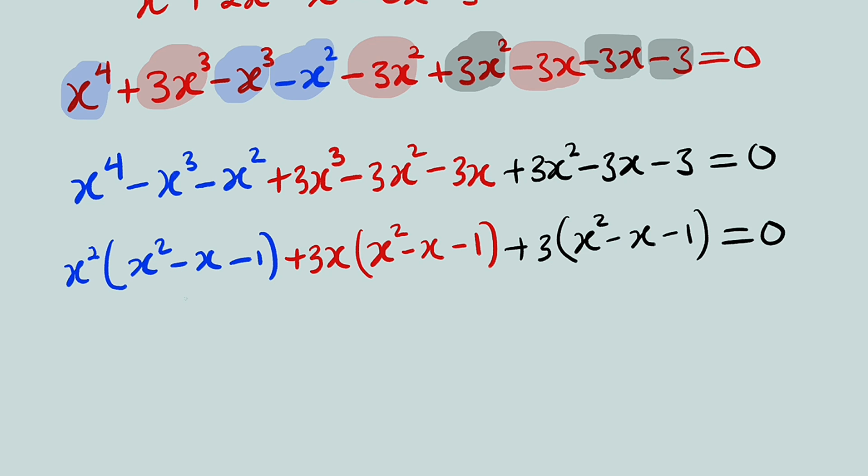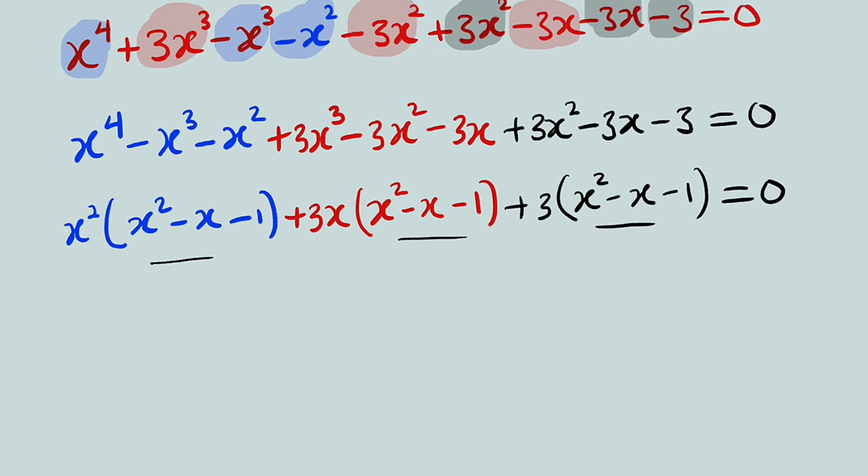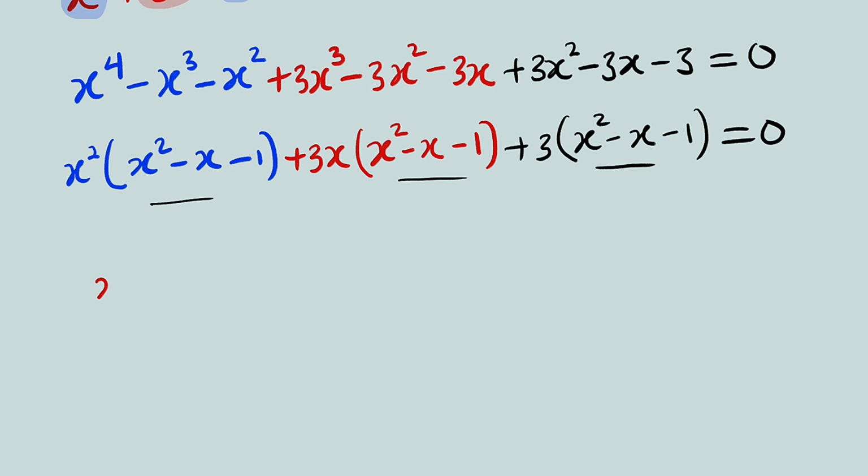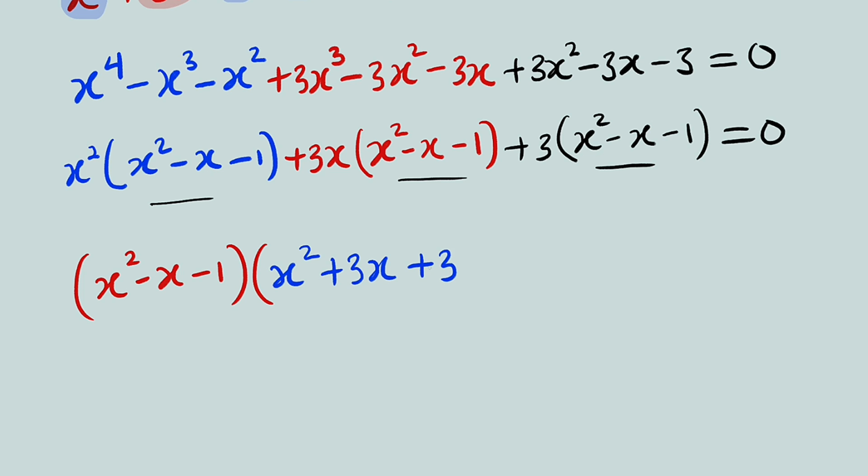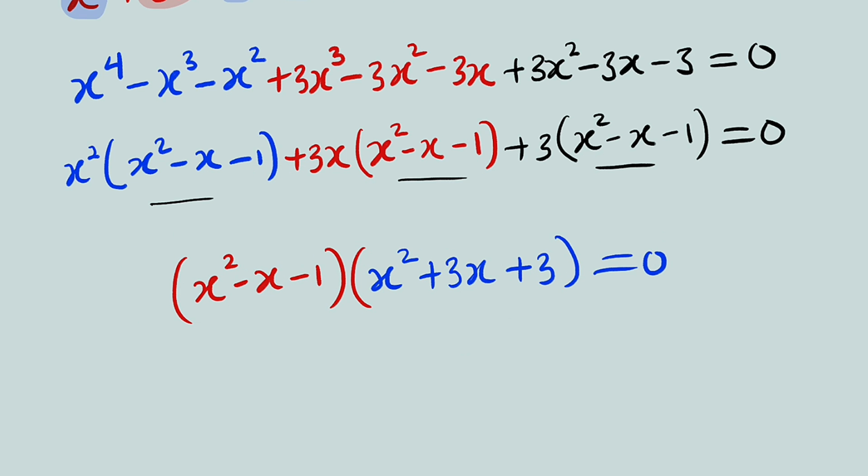If you observe, all the terms under the bracket are exactly the same, so we can factor it out. So from this, we have x squared minus x minus 1. What is left here is just x squared. Here we have 3x. And last one, we have 3. And the whole of this equal to 0. So these are the two factors we have, and to find all the possible roots, we are going to solve these two factors separately. Let me start with the first one.